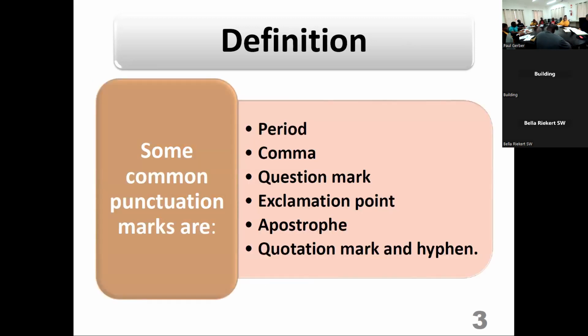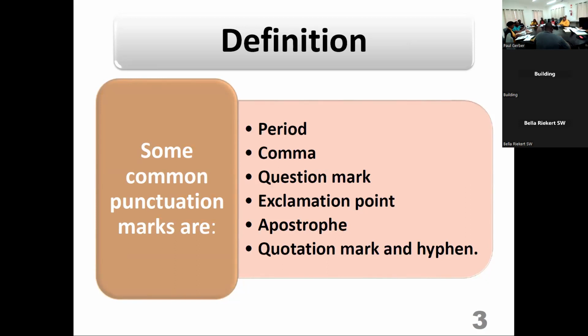So these are some of our punctuation marks. We have the period. Okay, we don't call it a period in South Africa. That's what they call it in America. We call it a full stop. It comes at the end of any sentence. You have a comma, a question mark, exclamation point, apostrophe, quotation marks, and a hyphen. Those are the basic punctuation marks that we are going to be looking at this evening.